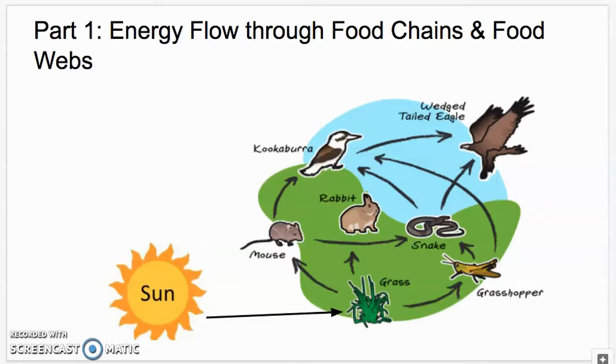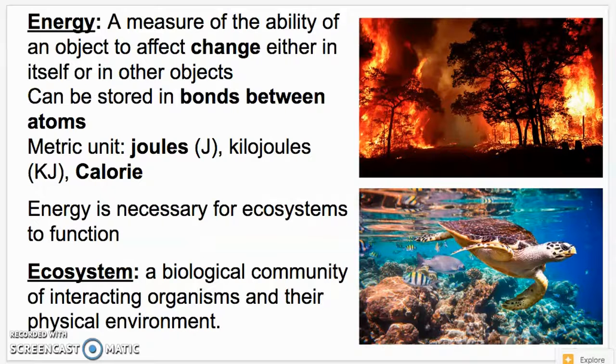First, let's go over what energy is. Energy is a measure of the ability of an object to affect change in either itself or in other objects. This energy can be stored in bonds between atoms. The metric unit is joules or kilojoules or calories.